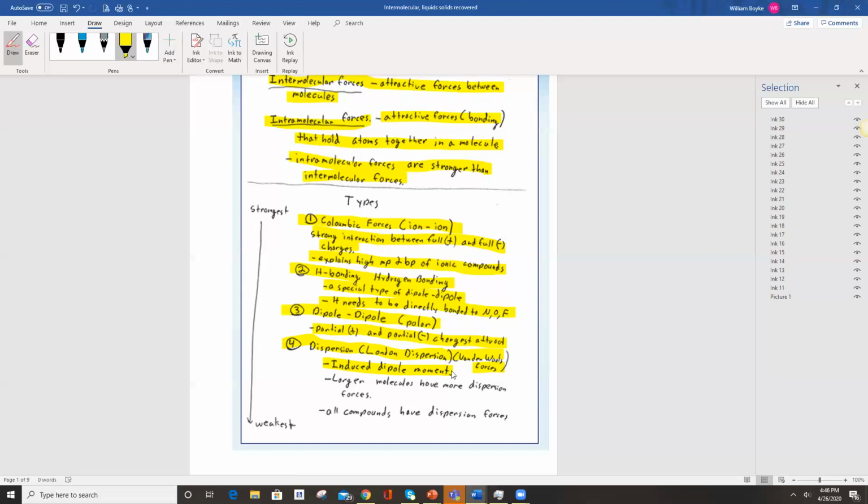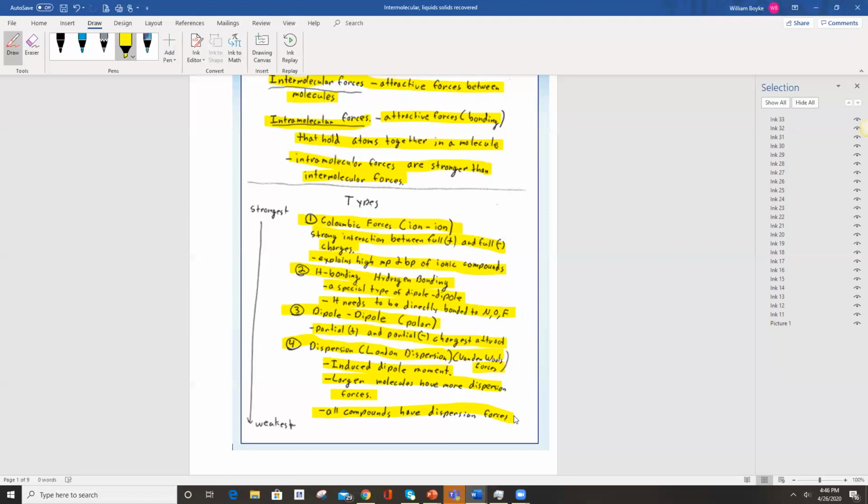Nonpolar compounds will only have these dispersion forces. So when we think about these nonpolar compounds, there's got to be something holding them together as liquids and as solids, and that's the idea of an induced dipole moment. And the larger the molecule is, the more these dispersion forces are present. All compounds have dispersion forces. Even if you have one of the other types, you will still also have these dispersion forces as well.